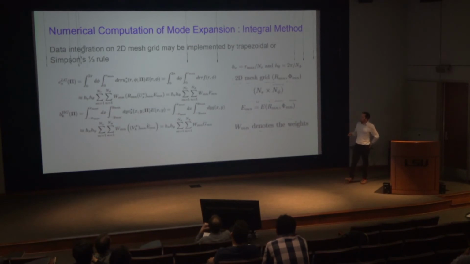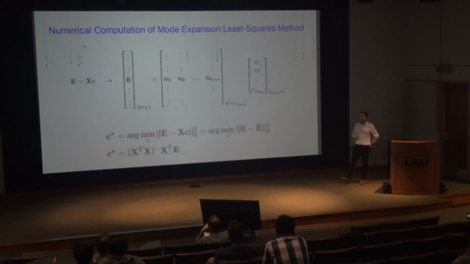And having done this, you could use your favorite numerical integration method on a given mesh grid, such as Simpson's one-third rule or the trapezoid rule. This is one kind of method. Or you could just use least square regression, which is especially good if you are working with intensity patterns.